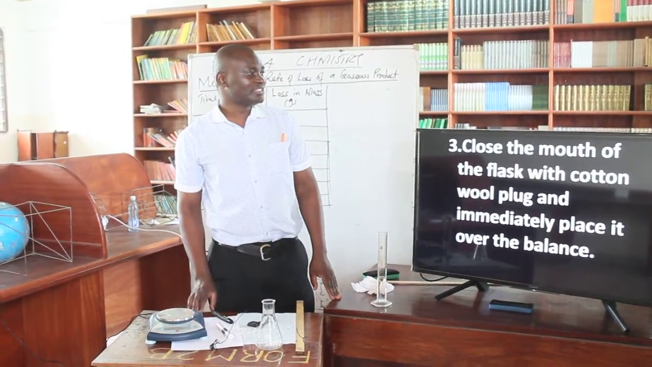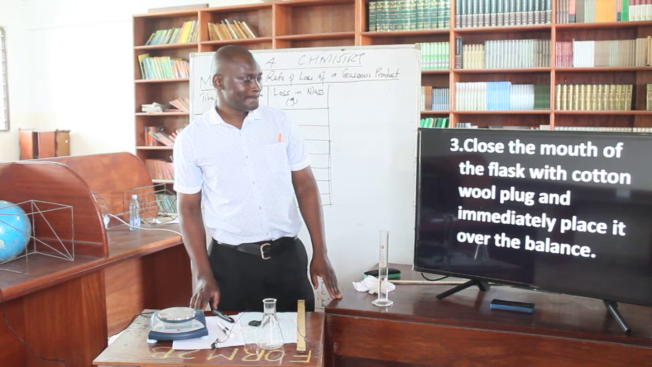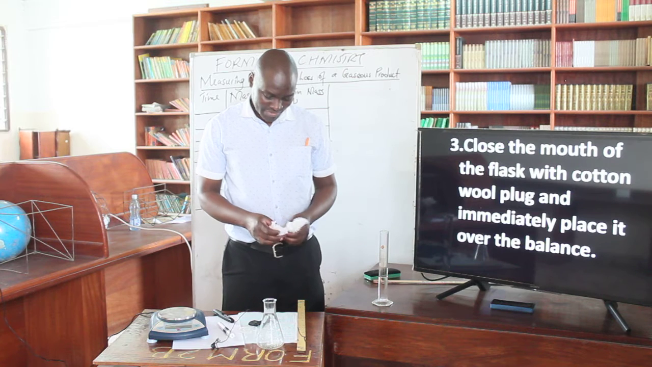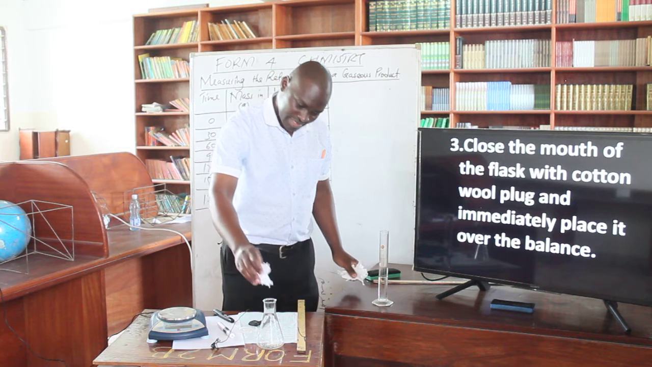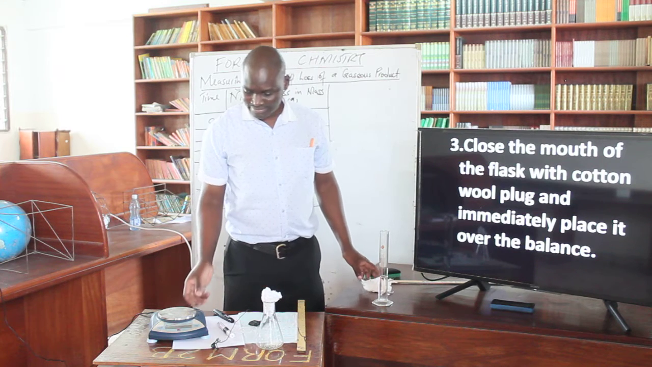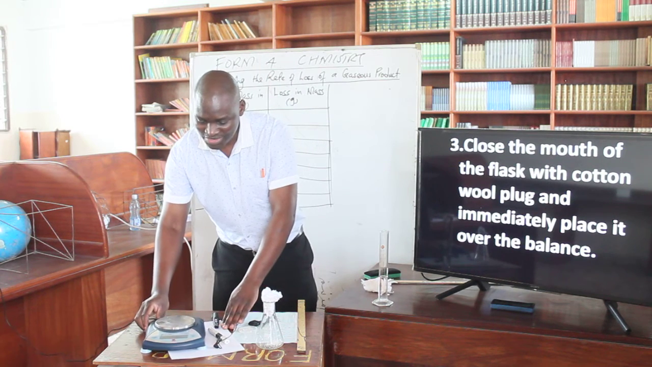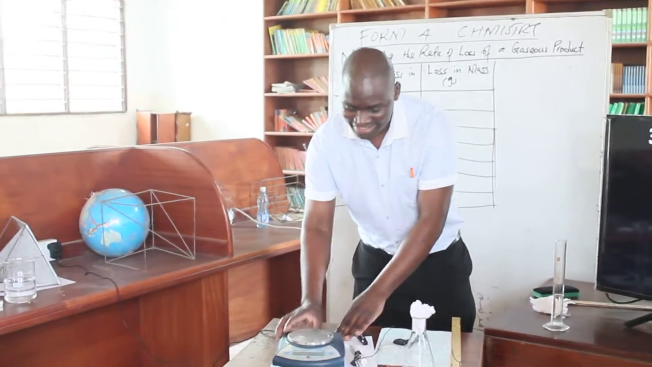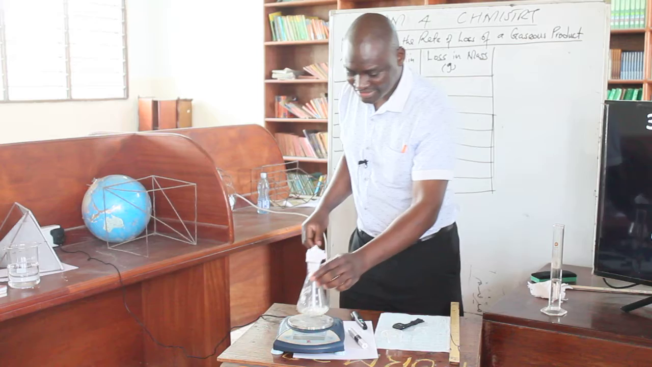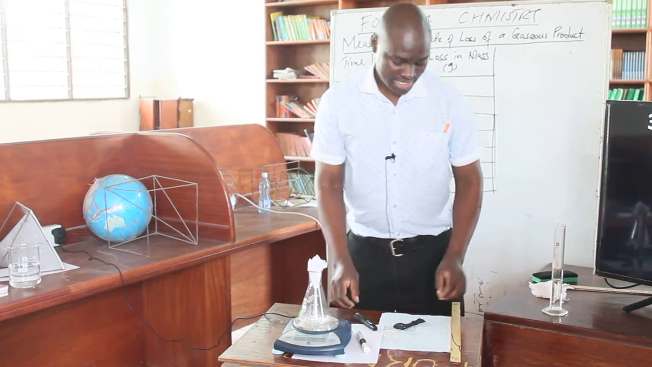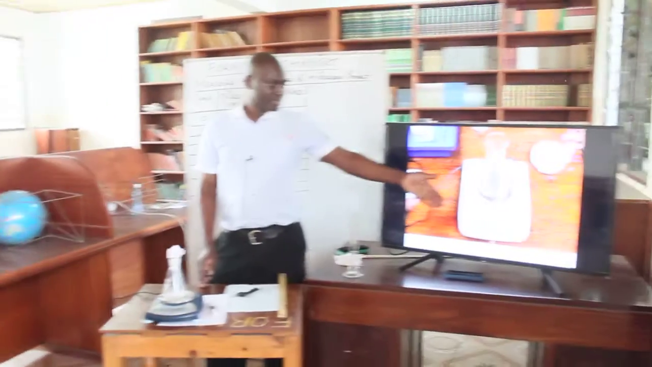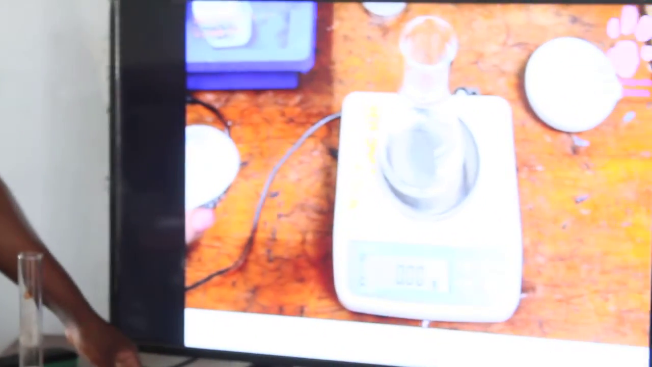Then the next thing, close the mouth of the flask with a cotton wool plug, and immediately place it over the balance. So close the mouth like this, and then we place it over the balance, like the one shown in this picture.